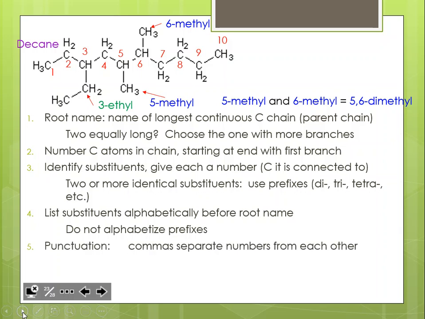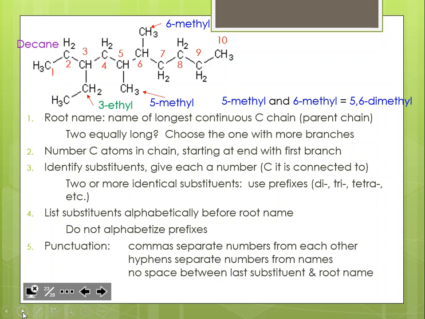Then we are going to just list them in order. The ethyl, then the methyls, and then the root name. Commas separate numbers. Hyphens separate the letters or names. No space between the last substituent and the root. And it's nicely spinning up there for you. So we have the 3-ethyl, the 5,6 dimethyl, and then the decane. I tried to put it in color so you could kind of see how we're grouping it off as we put the name down.